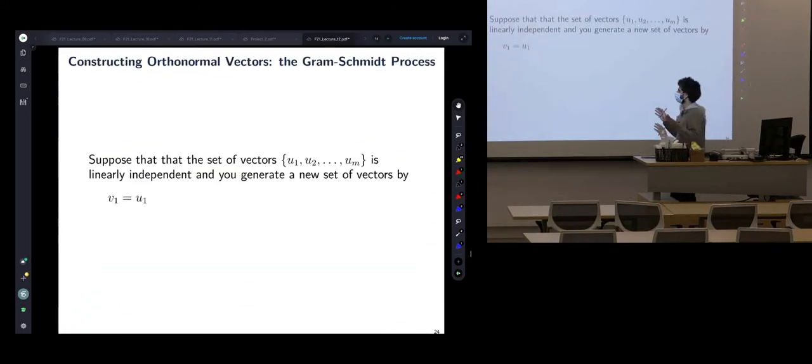All right, now let's go back to the problem. This is the last topic. I give you a set of vectors, u1 to um. They are linearly independent. And I want to generate an orthonormal set of vectors, an orthogonal set of vectors. The process of doing that is called Gram-Schmidt, which I mentioned before. And here is the idea.